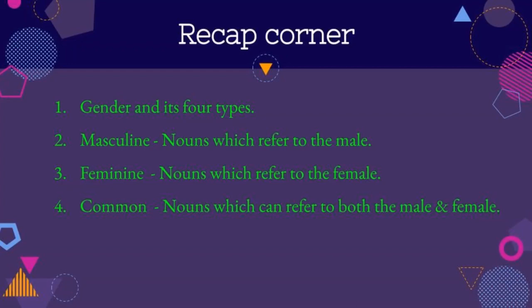And the last gender is neuter gender. Neuter gender means a noun which refers to non-living things, for example objects. It refers only to objects. For example, building, book, pen, pencil, etc.